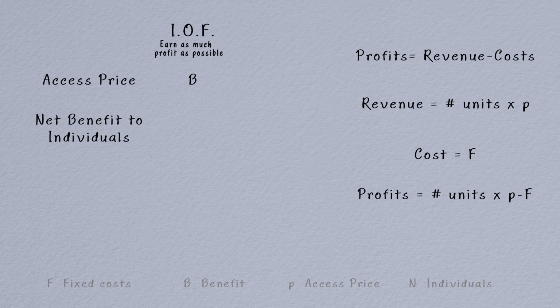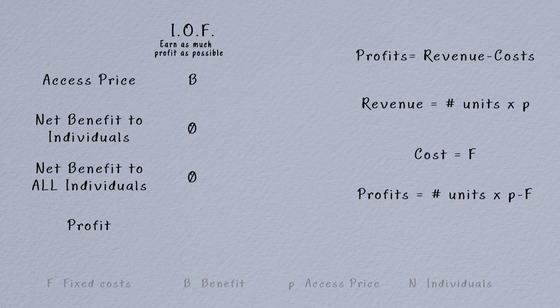So the access price that we would expect the investor-owned firm to charge would be B. And with an access price of B, the net benefit to the individual is 0. The net benefit to all the individuals, if we just sum up the net benefit to each individual across all individuals, would be 0, because N times 0 is 0. And the profits to the investor-owned firm would be N times B minus F. And we're going to assume that N times B minus F is in fact positive, so that it makes sense for this good to be supplied in the first place.